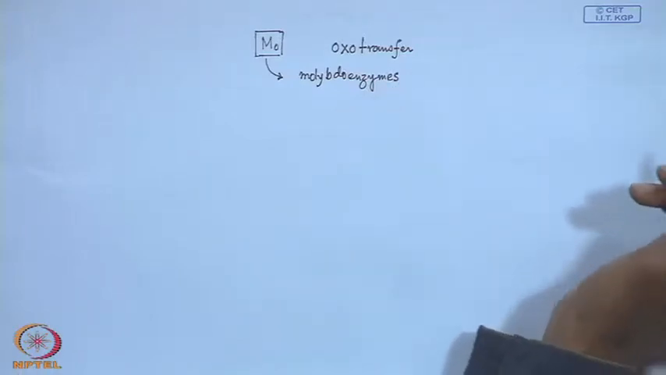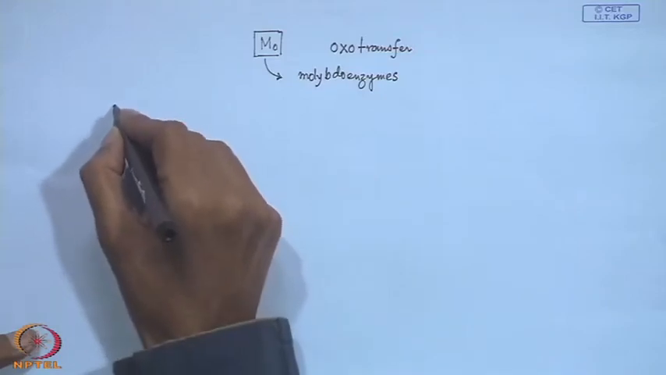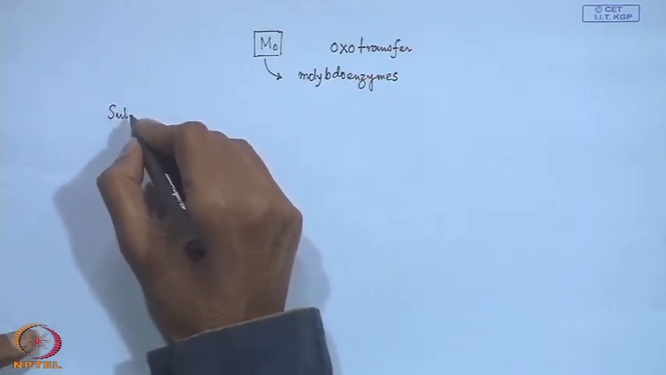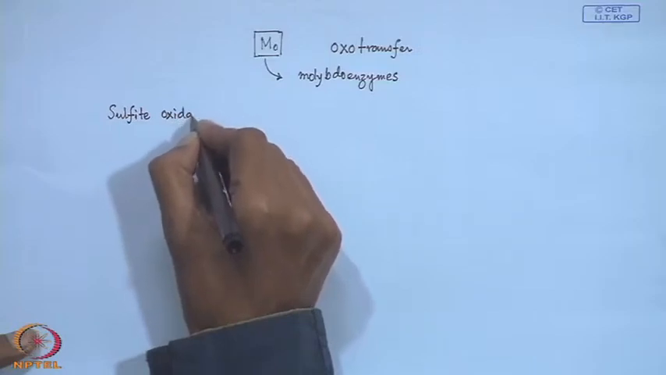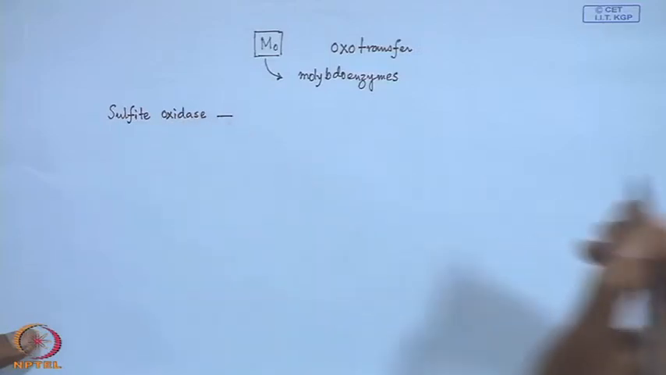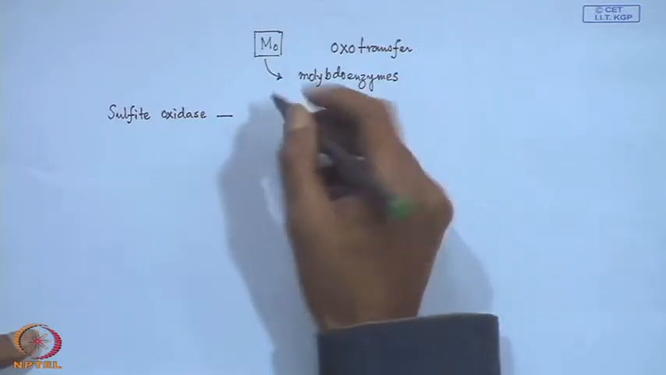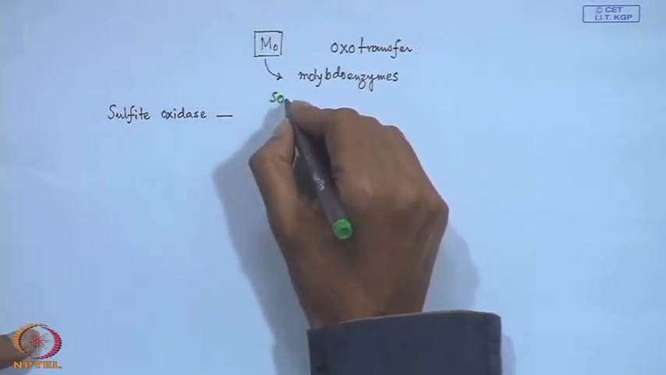So, last time we have seen that DMSO reductase. Today we will first talk about sulfite oxidase. And these are a very important group of enzymes, and they have several sources from where we get these sulfite oxidases.